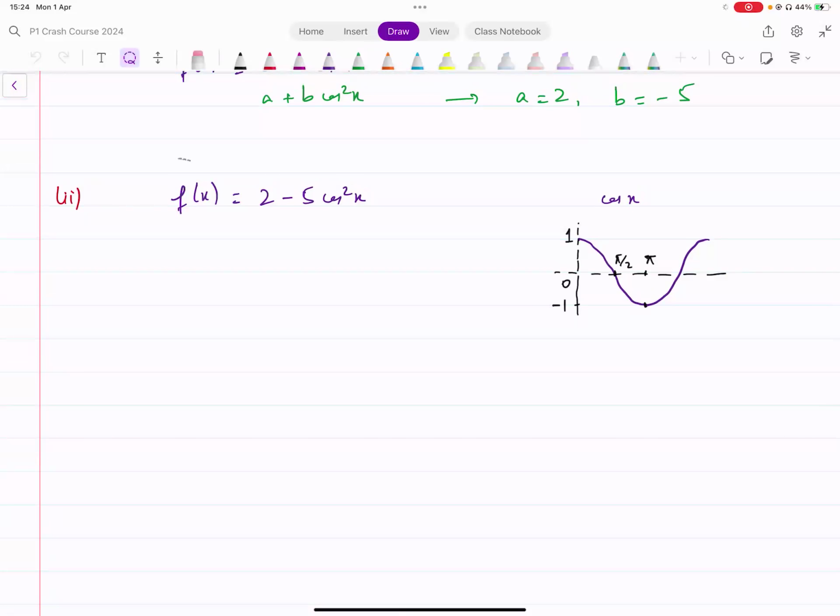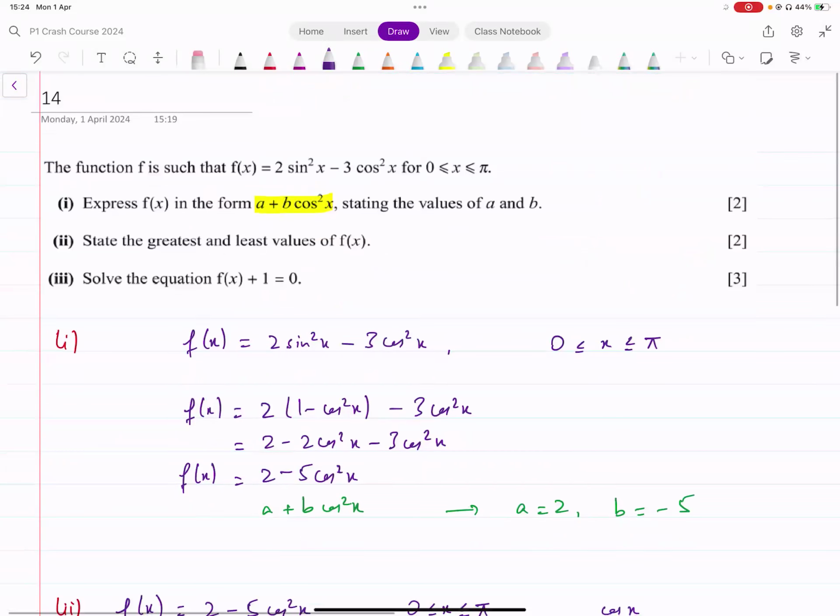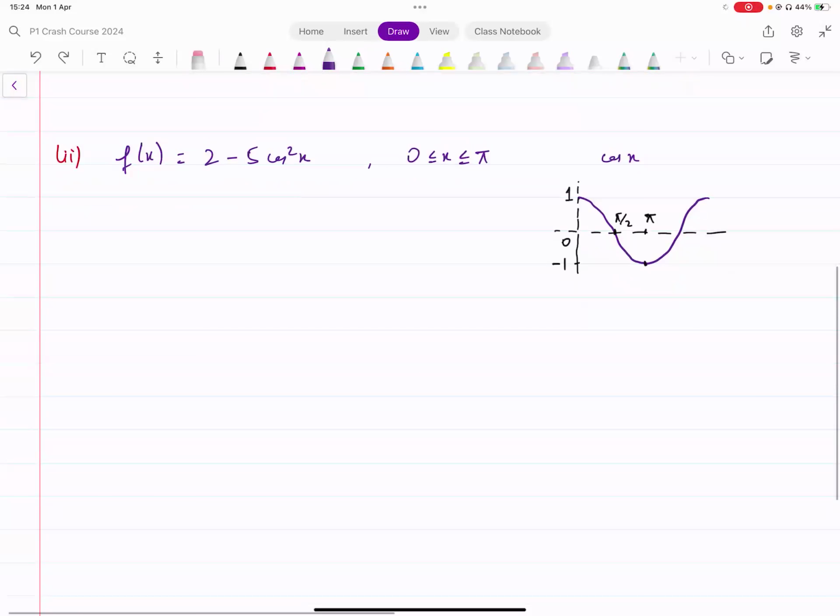The domain of the function that we're given, what's that? The domain of the function is from 0 to pi. That's what they've given us, 0 to pi. So which part of this cos function is valid? This is not the graph of 2 minus 5 cos square x. Remember this. I'm just thinking about what the maximum and minimum value of cos is. All right. So the cos graph looks like this. Now, which part of this function is valid when x is between 0 and pi?